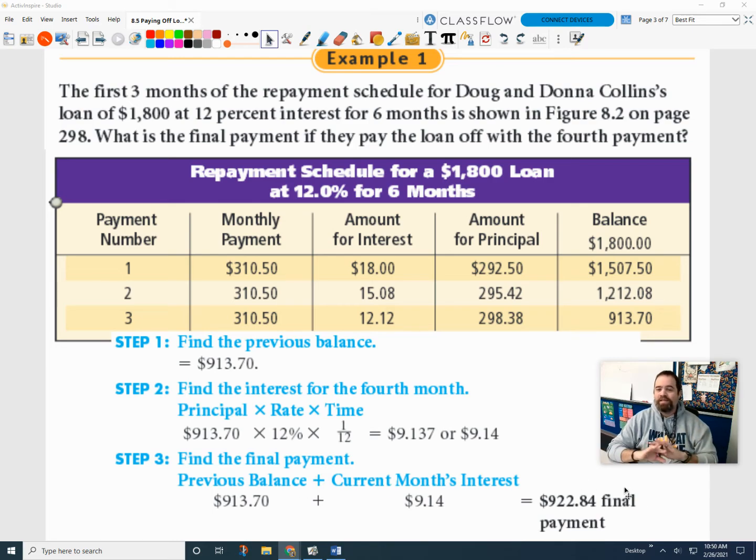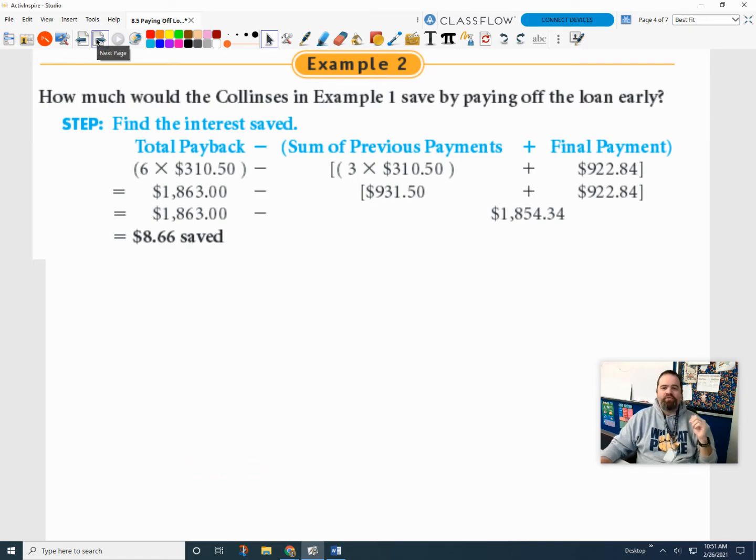Their last payment to be done with their loan is $922.84. Okay? Pause this if you need to. Read through that. This is all stuff that we've done previous to today. Okay? So what we're going to do now is try and figure out how much interest they would have saved.